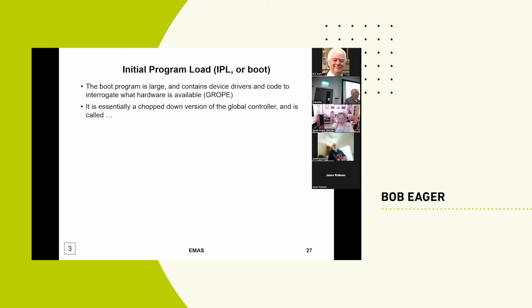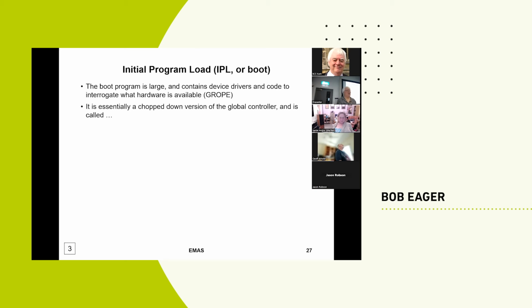Right, now I'm going to go on to the system from the outside. The initial program load, which is what IBM called it, and it's sort of stuck, or IPL, and ICL called it that too. We call it booting these days. The boot program on EMAS is very large. It's about, I think, 80K or something, quite big for a boot program. And it contains the device drivers and code to interrogate the hardware. And this is known as the General Reconnaissance of Peripheral Equipment, or GROPE. In fact, there's even a routine inside there called Feel For, which is quite amazing.